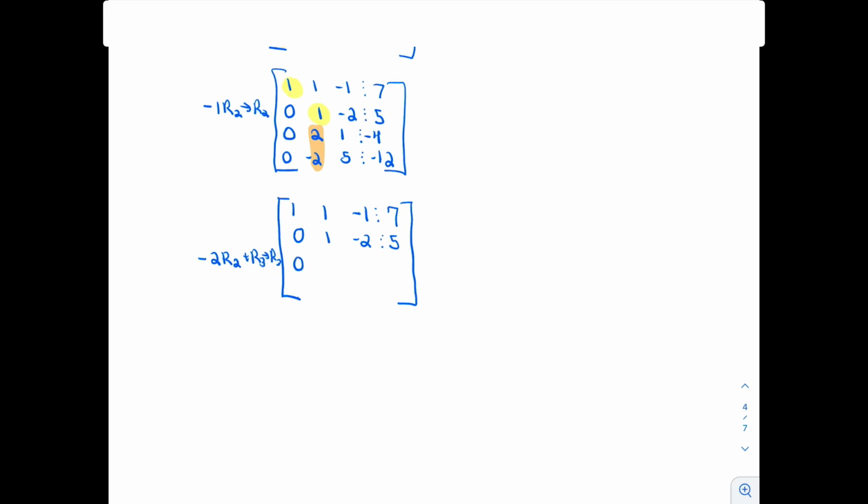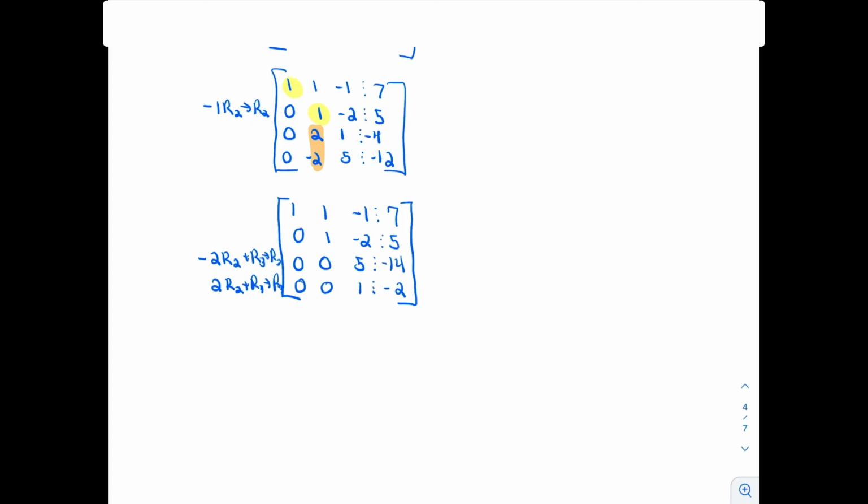So 0 times negative 2 is 0 plus 0. And then negative 2 plus 2 is 0. 4 plus 1 is 5. And negative 10 plus a negative 4 is negative 14. And then if I multiply row 2 by 2 and add it to row 4, I get my new row 4. So that would be 0 plus 0, 2 minus 2, negative 4 plus 5 is 1, and then 10 minus 12 is negative 2. All right, so my second column is complete.